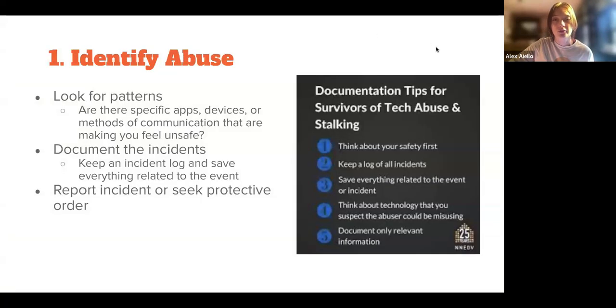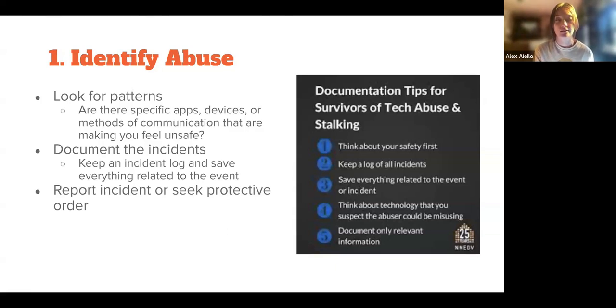So now I'm going to go through a few steps of how we can stay safe online when technology abuse is happening. So the first thing we want to do is identify the abuse. We want to look for patterns. As I said before, intimate partner violence and technology abuse is all about patterns of power and control. Are there specific apps, devices, or methods of communications that are making you feel unsafe? So thinking through specifically what is being used on technology to make you feel unsafe. So we want to be as specific as possible so that we can really target that specific thing.